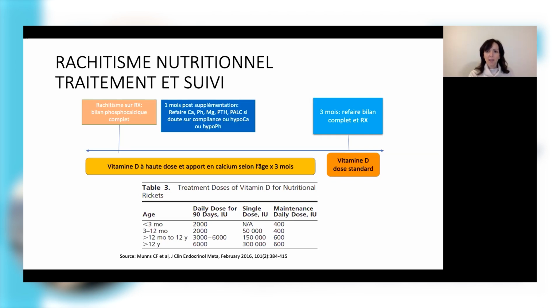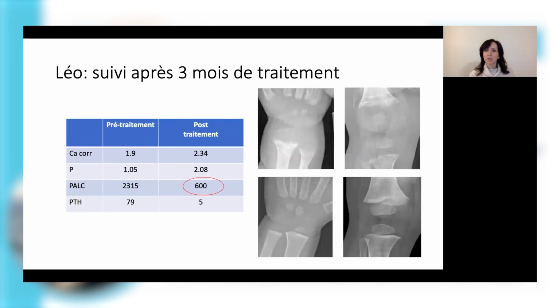So you do that, and then 3 months later, you want to see him again, and you want to repeat the whole thing. You want to repeat the x-ray, and you want to repeat the blood work. And I'll tell you why in just a second. So that's what you've done with Leo. You've given him the 3,000 units per day.